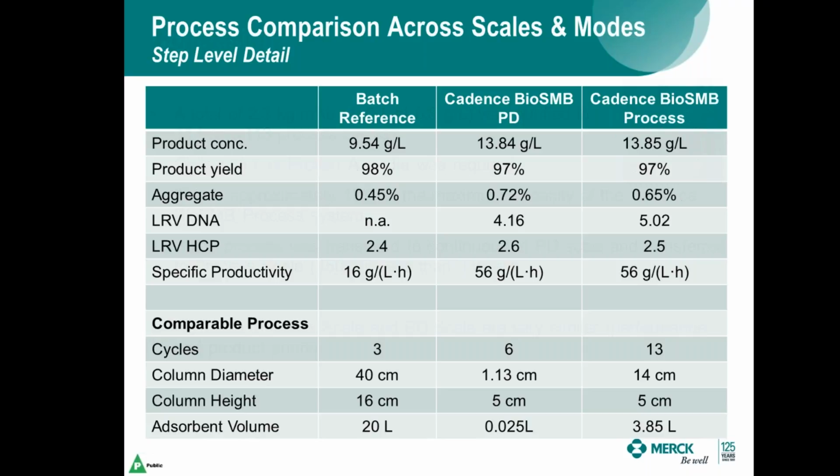Going from the batch process that had a specific productivity of 16 grams per liter hour, we're able to increase that approximately 3.5 times to 56 grams per liter hour with both the Cadence BioSMB PD and process scale processes. And again, on the bottom, you can see the process parameters that were used for each of those scenarios.